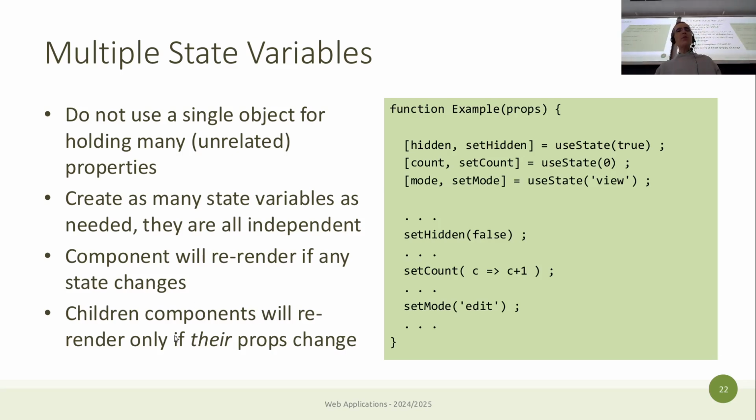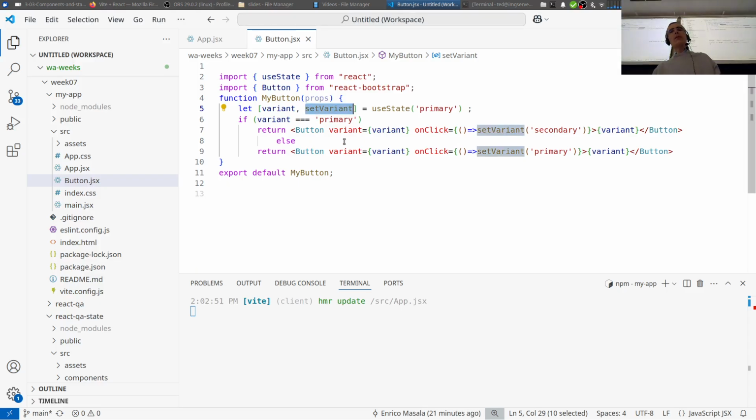Children components will re-render only if the props passed in the form of states change. So as we did before, you know, the primary and secondary. Here, the button will re-render if there is something passed as prop, in this case this variant, that changes. And React knows which props are passed to which components. Okay, that's the whole point of React.